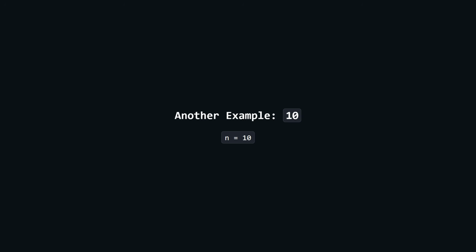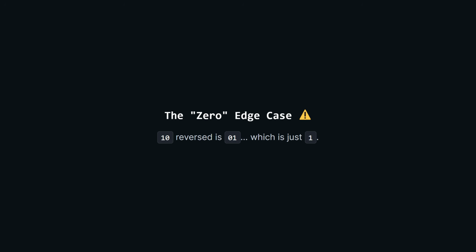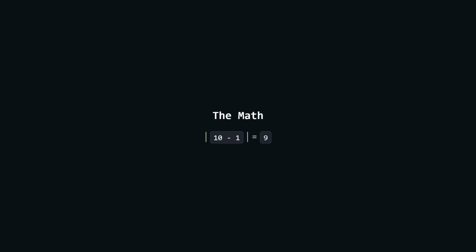Let's try one more interesting example. What if our starting number is 10? Reversing 10 gives us 0, 1, but in regular math, a leading 0 doesn't mean anything, so this reversed number just evaluates to the number 1. Keep this in mind. Then we take our original 10, subtract the 1, and we get a final mirror distance of 9.